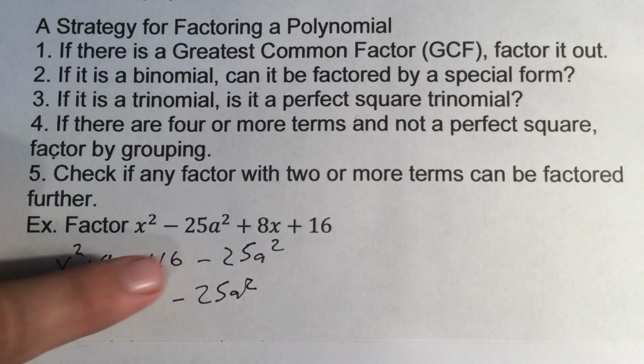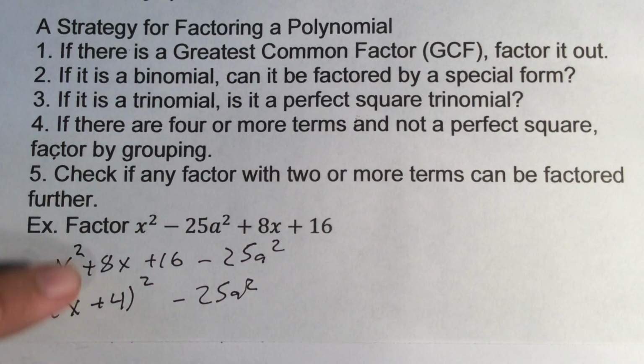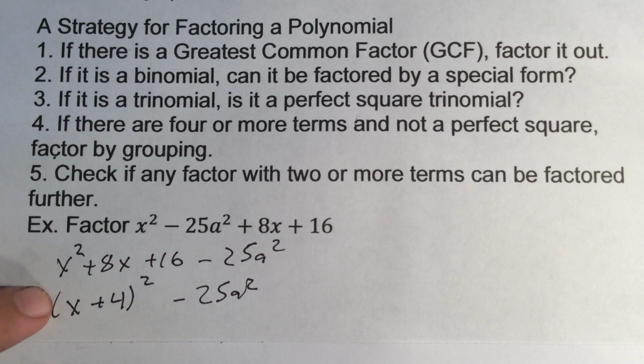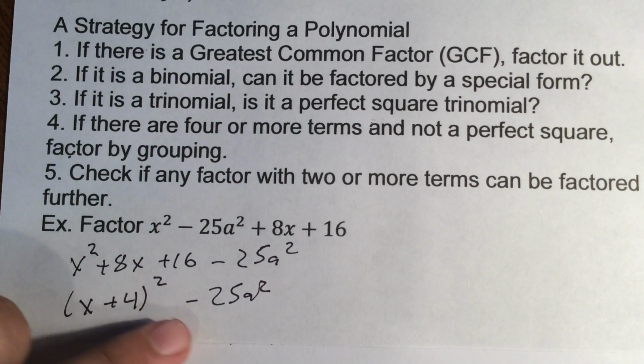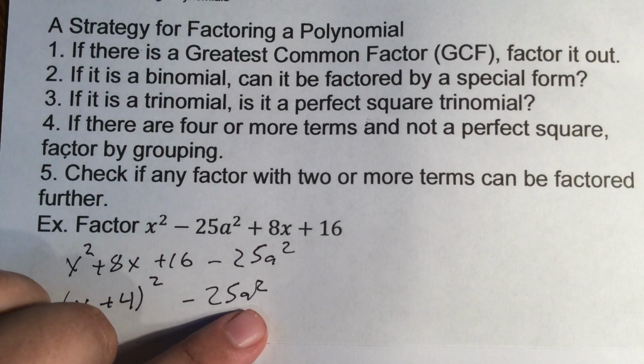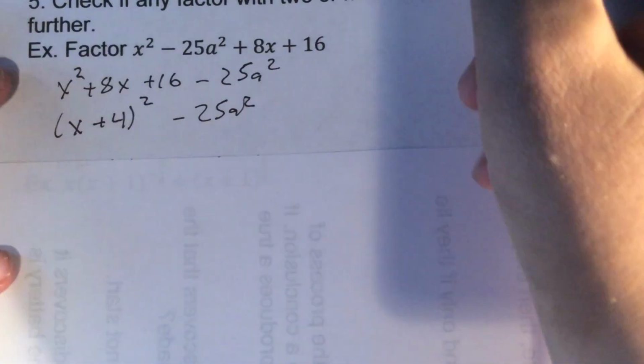So x is squared. If I square 4, I get 16. And if I take 4 times x and double it, I get my 8x. So perfect square here. Now we have something squared minus something squared. That should be your light bulb of, is it a difference of squares? Well, yes, it actually is.